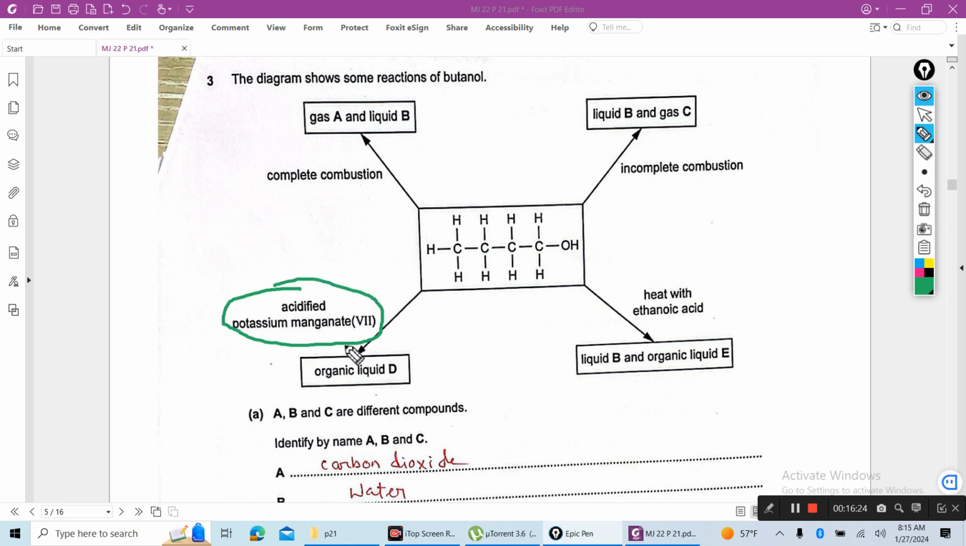Acidified potassium manganate 7 means an oxidizing agent. So butanol will be oxidized to an organic liquid, butanoic acid, a carboxylic acid. Then butanol is heated with ethanoic acid. You know, ethanoic acid is an acid. Acid reacts with alcohol to produce ester and water. So liquid B will be water and the organic liquid will be ester. Now see the answer.